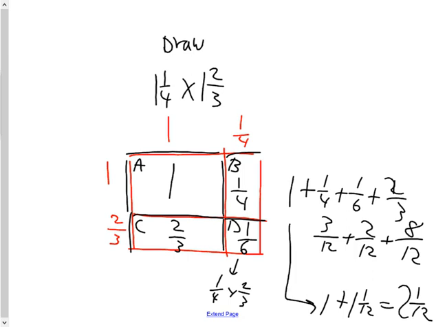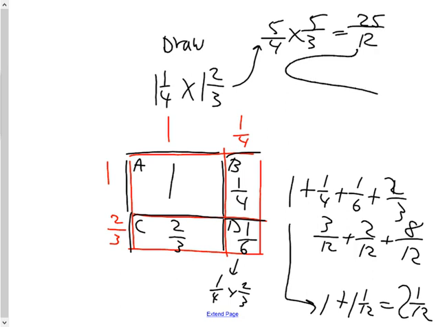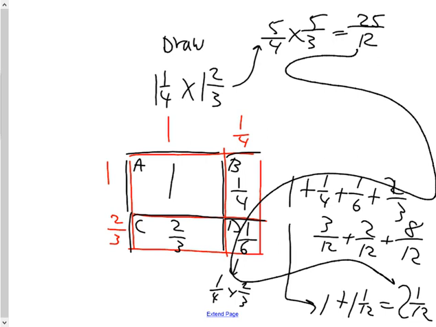Of course, we already learned how to double check our answer. Just change them both into improper. When you multiply your numerators, you get 25 over 12, which represents 2 1/12.